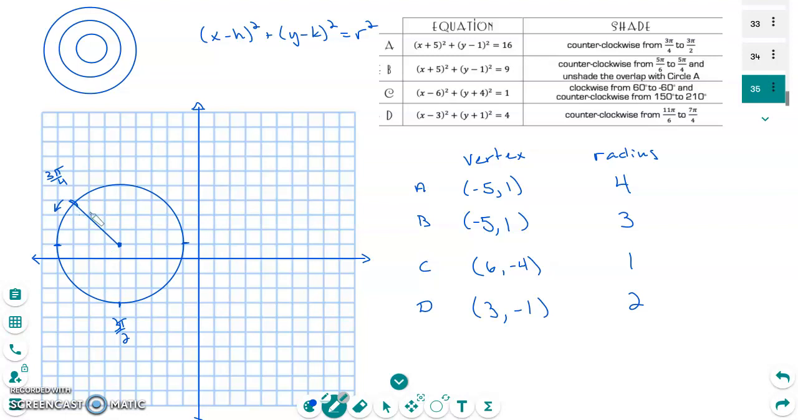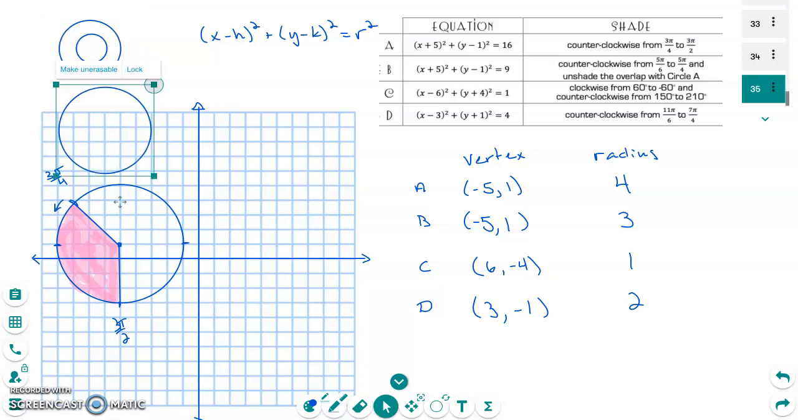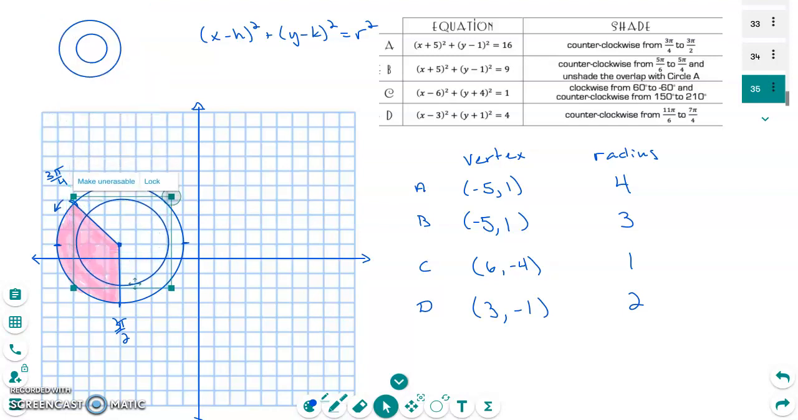So if we shade this, you can grab a colored pencil, and I'm shading in pink right now. It's kind of hard to shade on the whiteboard, but something like that. Now let's look at circle B. It has the same center, but a smaller radius, a radius only of 3. So I'm going to drag that down right here.